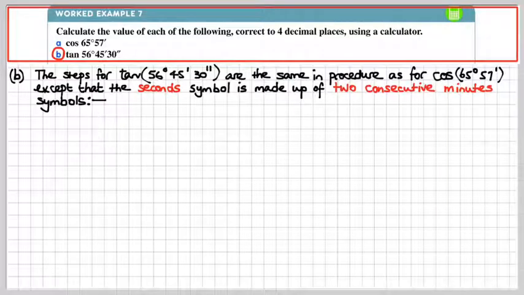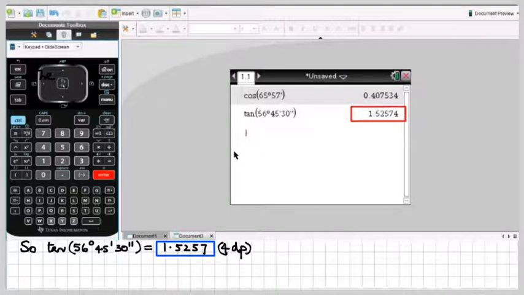Well, wouldn't you know? So there it is. Look. See, I did that. I went to control catalogue twice to get those 2 consecutive little tick things, yeah? And I got this. Look at that. So apparently tan of 56 degrees, 45 minutes and 30 seconds is 1.52574. It's marvellous, isn't it?